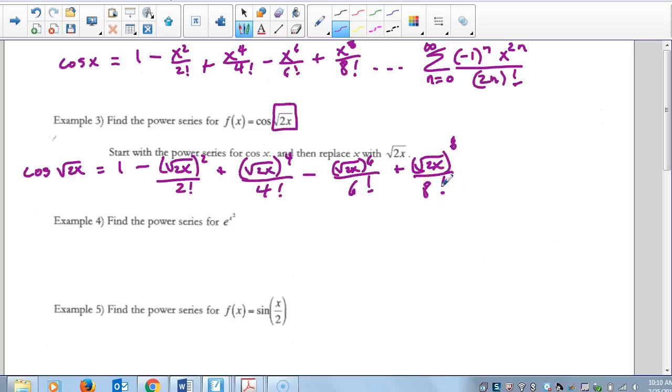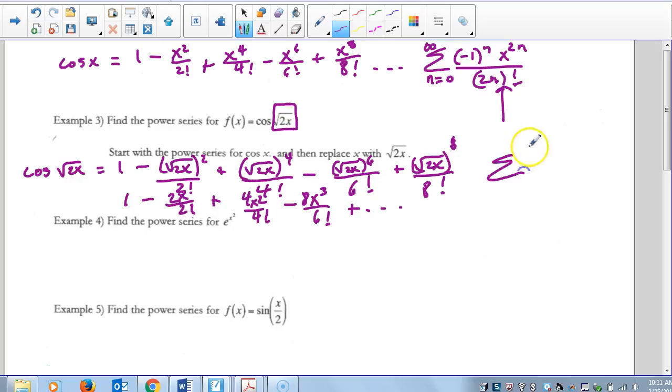They will have simplified it to 1 minus 2x over 2 factorial plus 4x squared over 4 factorial. So all they're doing is raising those square roots to powers. This is going to be 8x to the 3rd over 6 factorial plus blah blah blah. So I'm substituting square root of 2x.